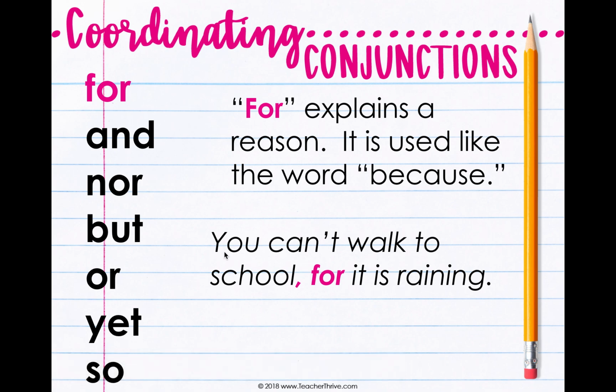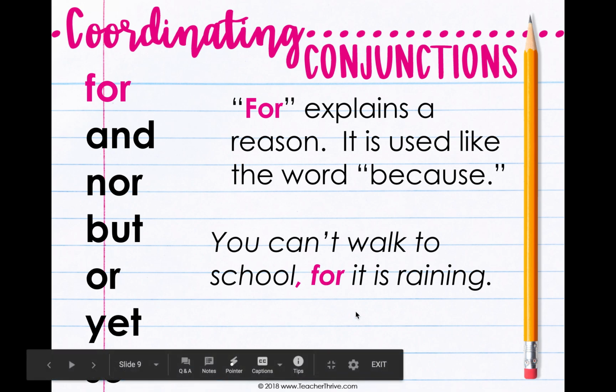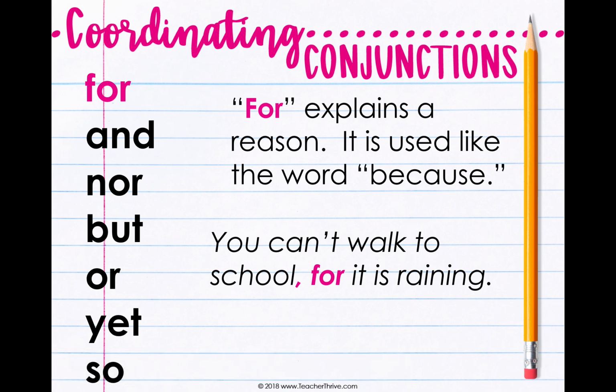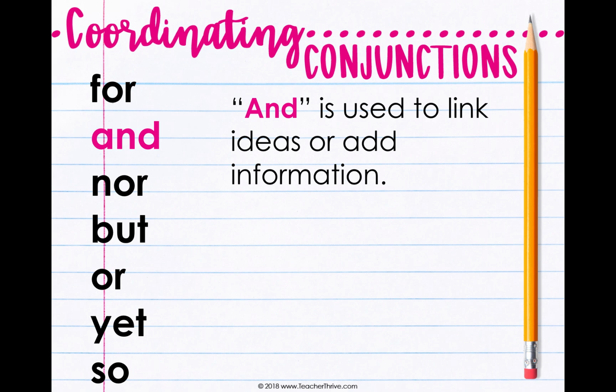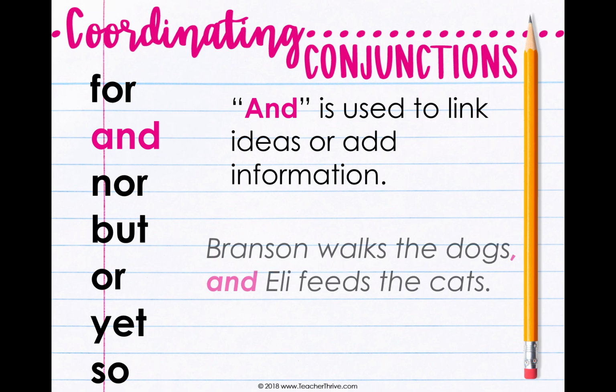So another way of saying this, because the word for is used like the word because, and it explains a reason, I'm going to read it by plugging in the word because. You cannot walk to school because it is raining. So you always use the coordinating conjunction for when you need to explain a reason, when you're joining two simple sentences. And, everyone's familiar with and, is used to link ideas or add information.